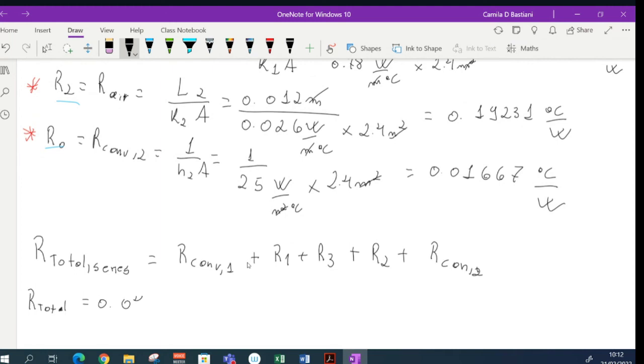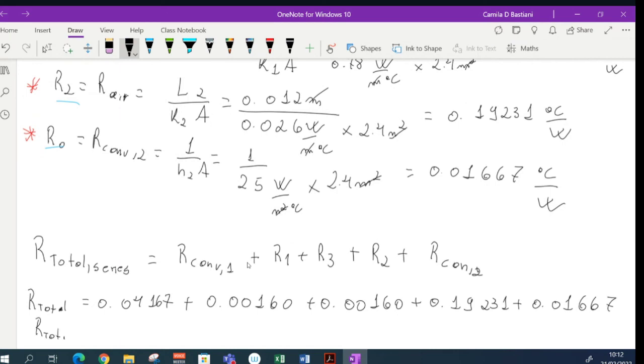So 0.0417 plus 0.1667. I forgot a 6 here. 0.4167 plus 0.00160 plus 0.00160, because they are the same, R1 and R3, plus 0.19231 plus 0.01667. So my total resistance is going to be 0.25385 degrees Celsius per watt.